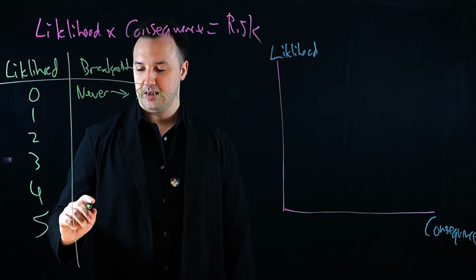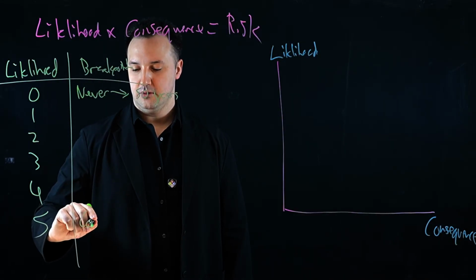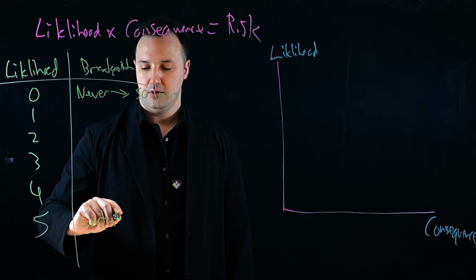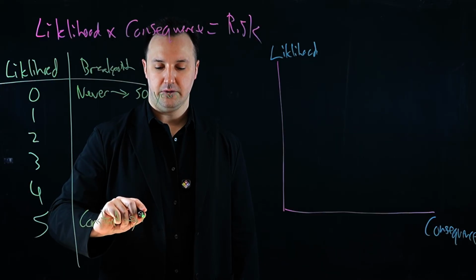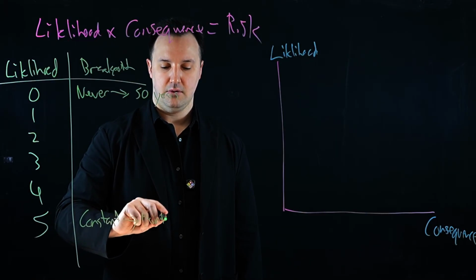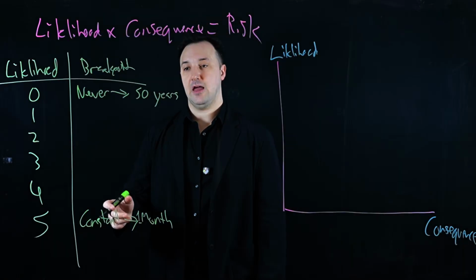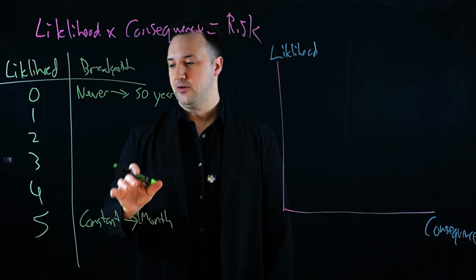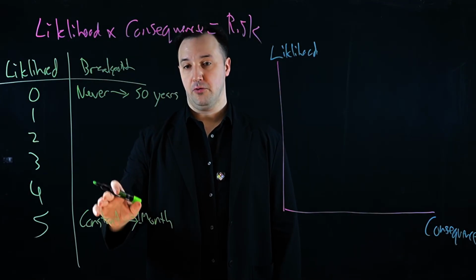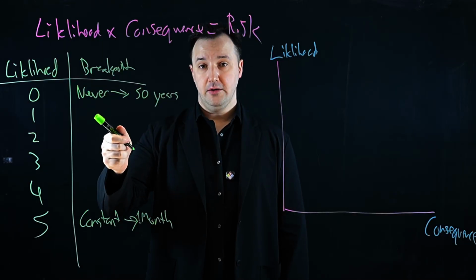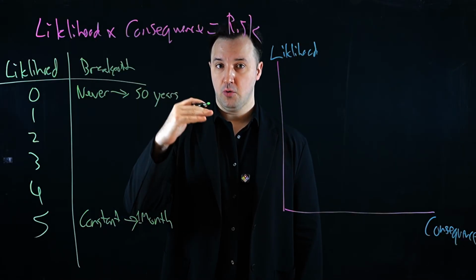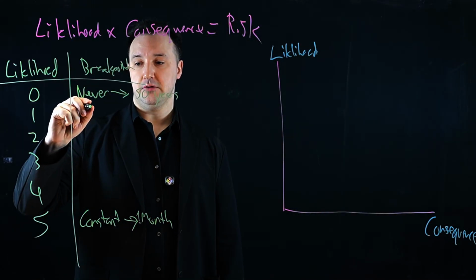So we have something that happens constant to once a month. Okay. Now, in between here, we've got to figure out what 1, 2, 3, and 4 is. Now, for 1, we know the lower breakpoint of it is going to be once every 50 years.